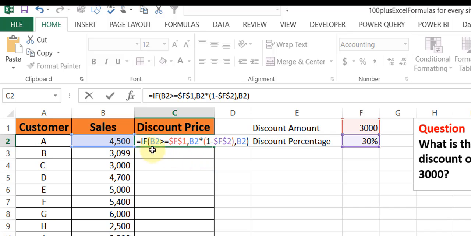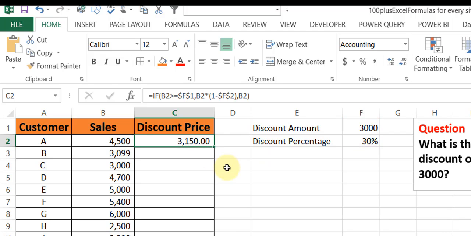So we are saying that if the sales is equal to or greater than the discount amount, then we should multiply the sales by 1 less the discount percentage, and if it's false, we should just apply the sales value. So we enter, and that's the value for the first one.